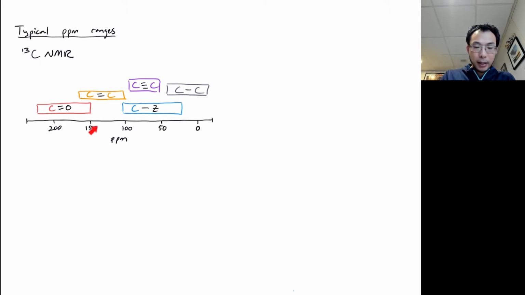Carbon-carbon double bonds tend to be more like 100 to 150. Carbon-carbon triple bonds are more like 50 to 100. Carbons bonded to heteroatoms, so non-carbon or hydrogen atoms, tend to show up also in this 50 to 100 region, maybe a little bit less. And finally, carbon single bonded to other carbons tends to show up around 0 to 50.